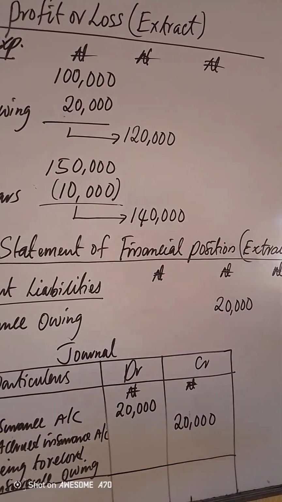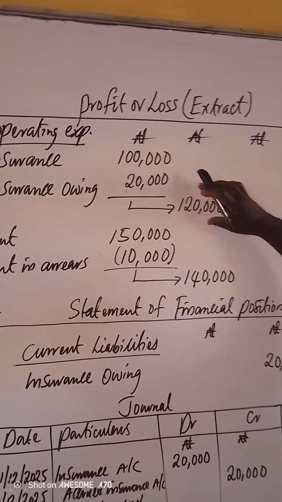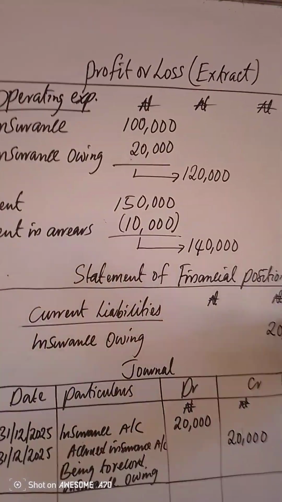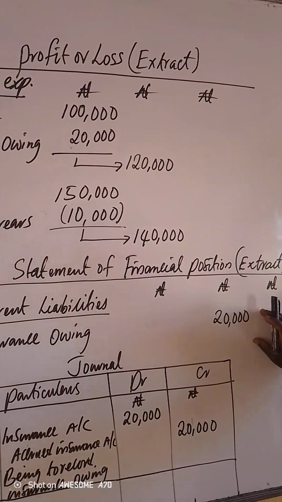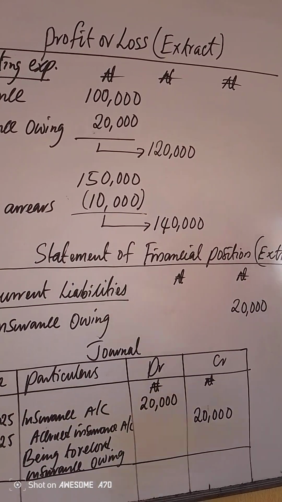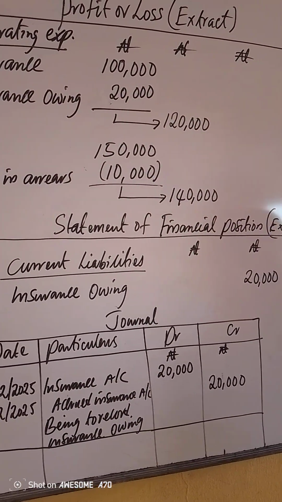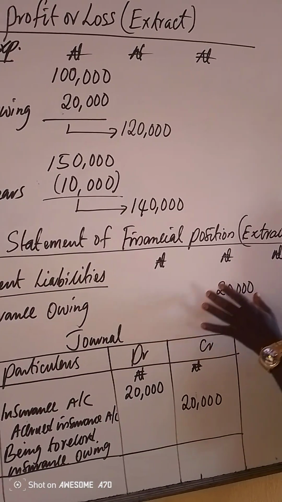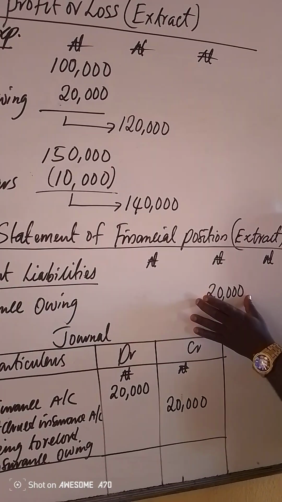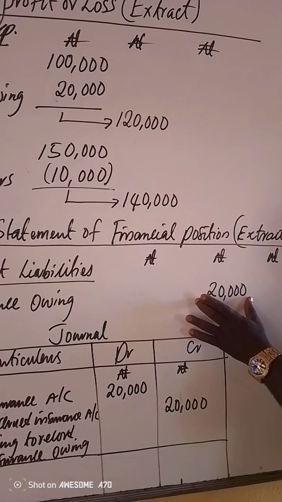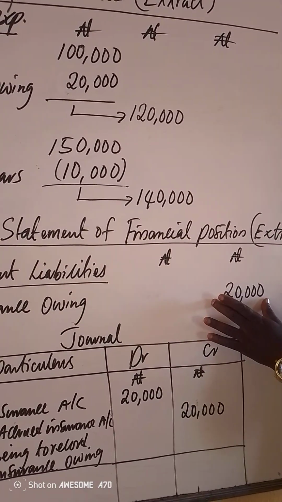Mind you, we are not taking the entire total. If you take 120,000 and use it, it is wrong. Neither is it right if you take 100,000 and use it. All we know is that what was owing in respect of insurance is 20,000, and it's that 20,000 that becomes a liability to the business. So 20,000 becomes insurance owing, which is a liability.